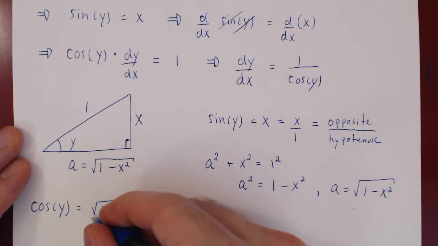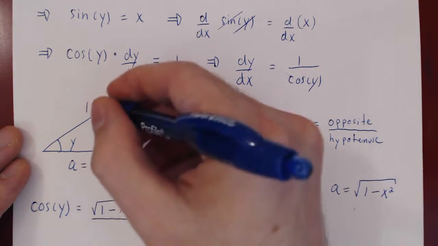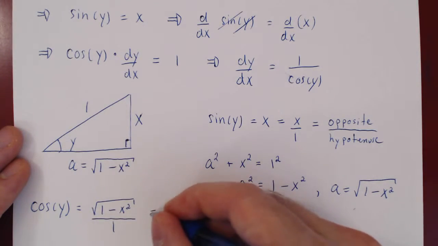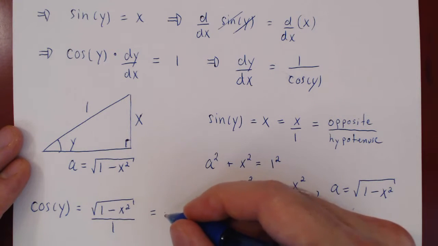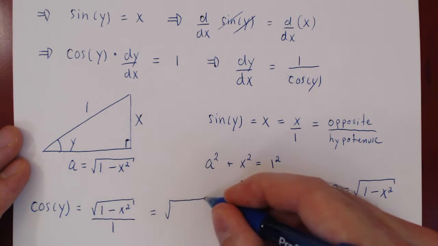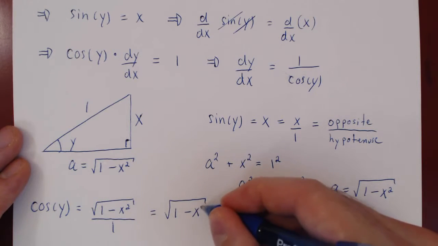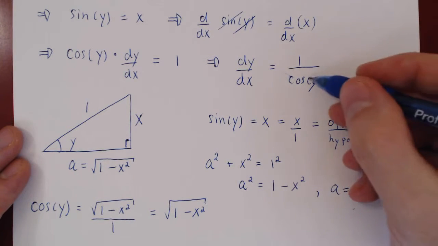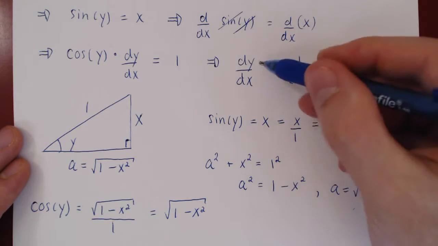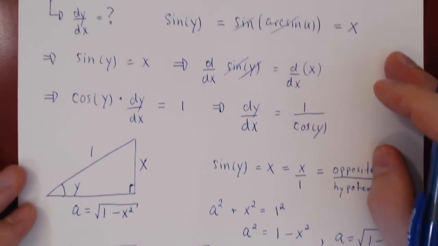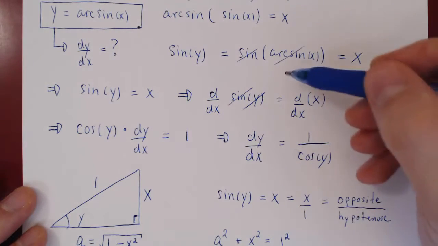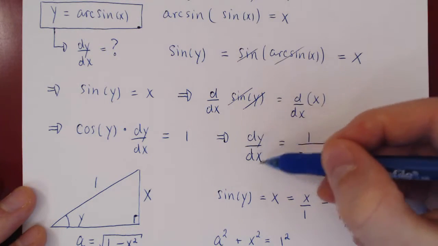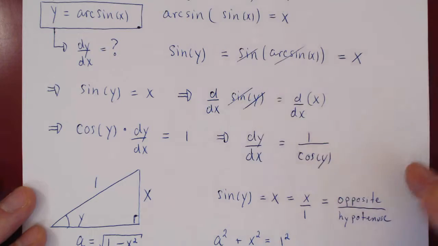Cosine is adjacent over the hypotenuse, which is 1. So anything over 1 is just that same thing. So what we have is that cos of y is the square root of 1 minus x squared. And now we can substitute in here and write our final answer. Y was arc sine of x. So what we have here is the derivative of arc sine of x.